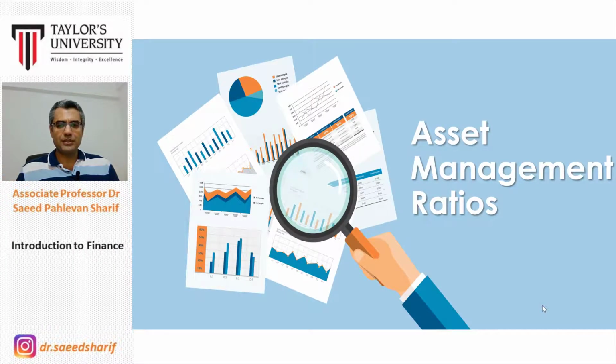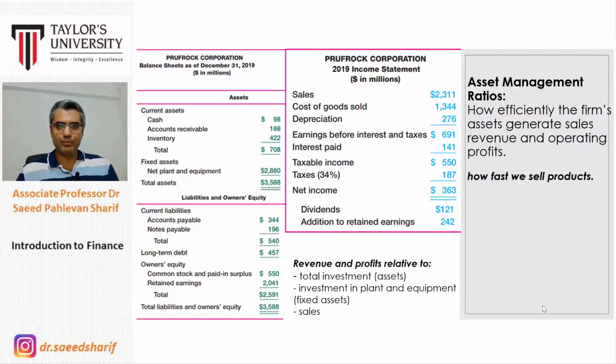Asset management ratios. These ratios measure the company's efficiency in using its assets. So they are also called asset utilization ratios. More specifically, the aim of using these ratios is to see how efficiently a firm uses its assets to generate sales.